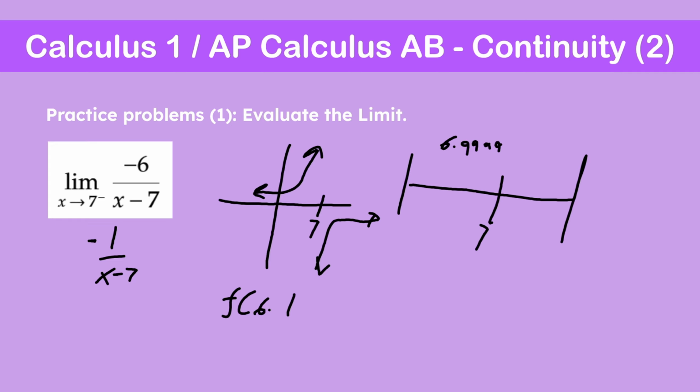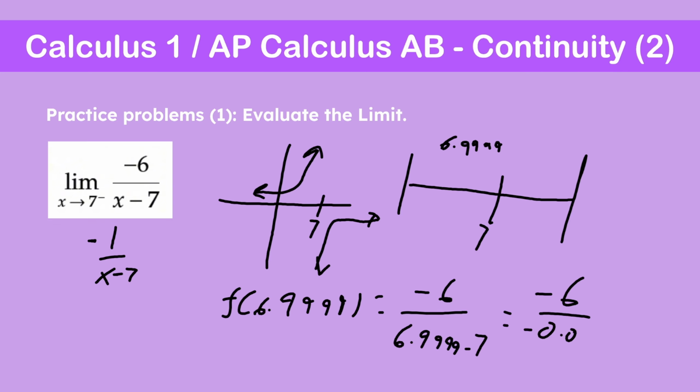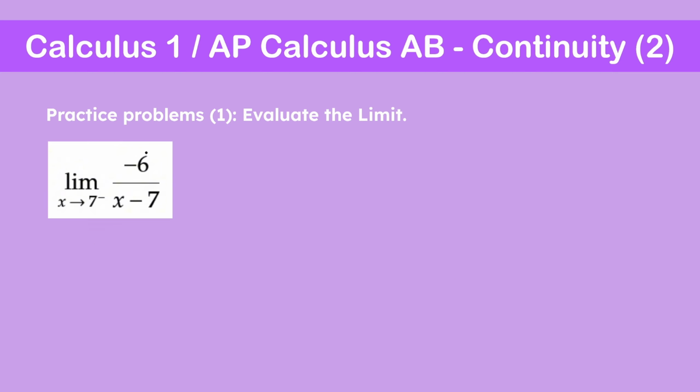F of 6.9999 is equal to -6 over 6.99999 minus 7, and that's -6 over -0.0001, and that's roughly 60,000. And so we get the limit as we approach 7 from the left is equal to positive infinity because we reached such a big number.